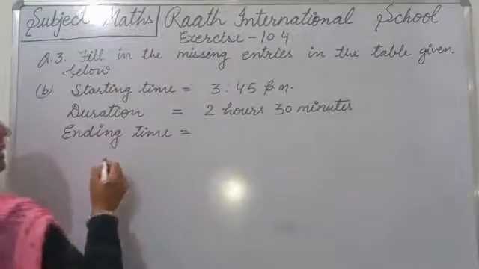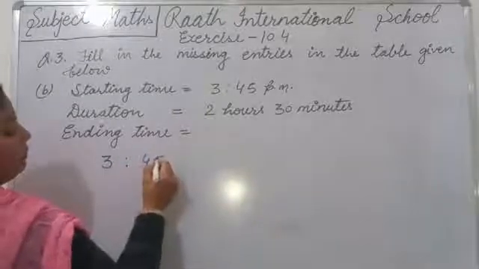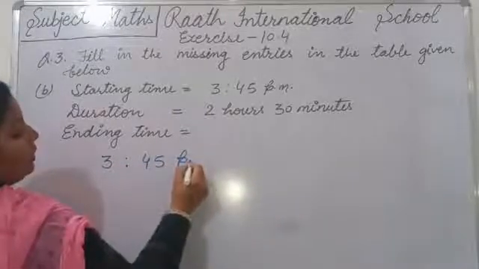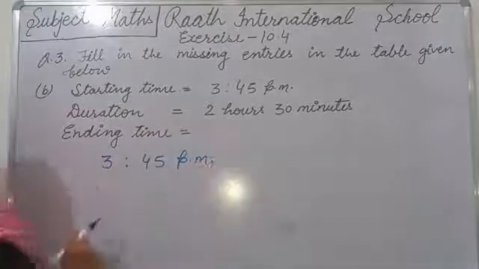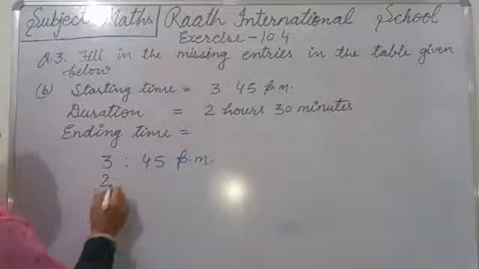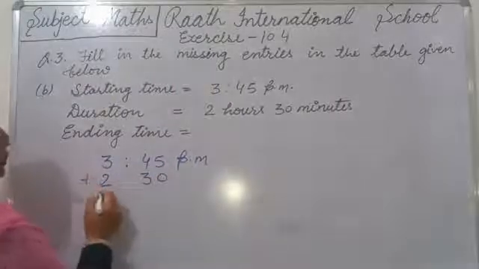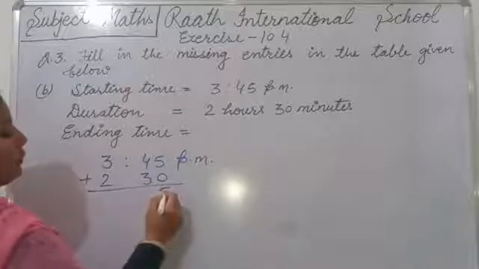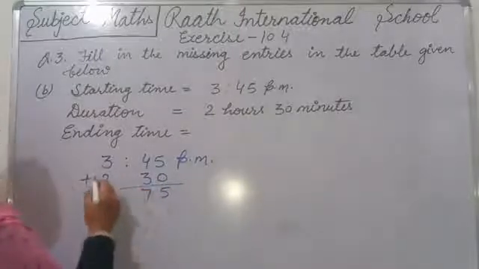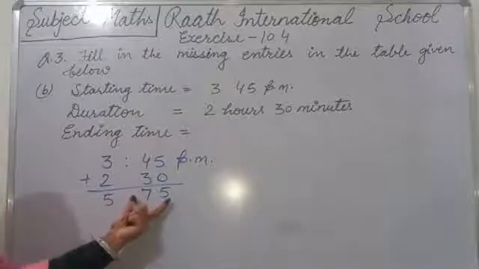So here is 3:45 PM. Okay. Now here is given 2 hours 30 minutes. So in hours we will add 2 and in minutes we will add 30. Okay. Now we add these. So 5, 4 plus 3, 7 and 3 plus 2, 5. Now we can see that there is 75 minutes.